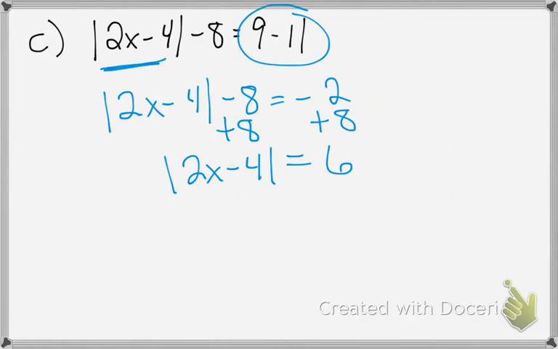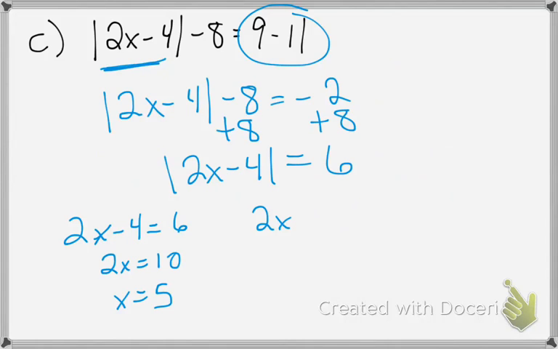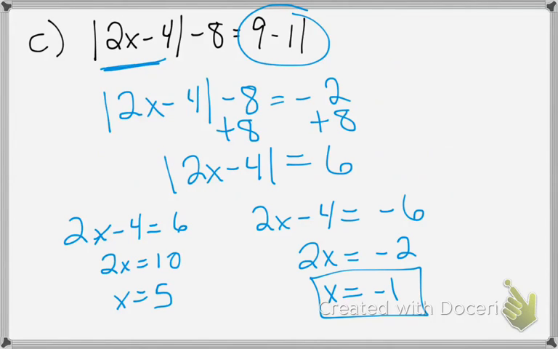Now at this point, this looks just like the problems I was solving. So I've got my regular equation, 2x minus 4 is equal to 6, or 2x is equal to 10, or x is equal to 5. And then I also have 2x minus 4 is equal to negative 6, because a negative 6 on the inside of my absolute value would give me a positive 6 as a result. This gives me 2x is equal to negative 2, or x is equal to negative 1. So in this case, I do have two distinct answers.